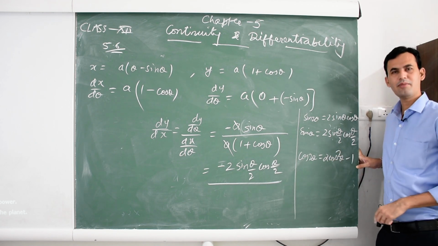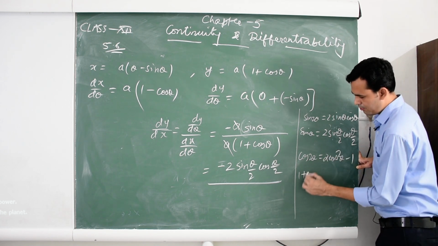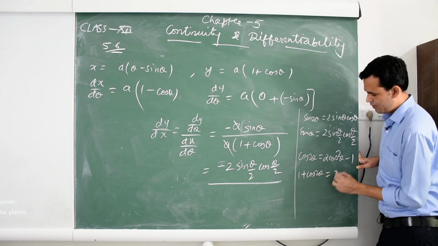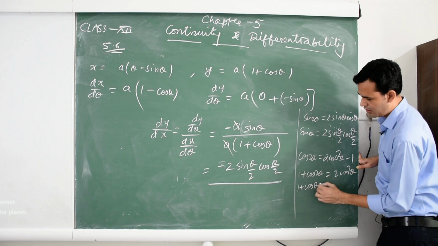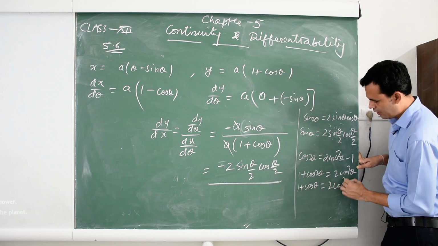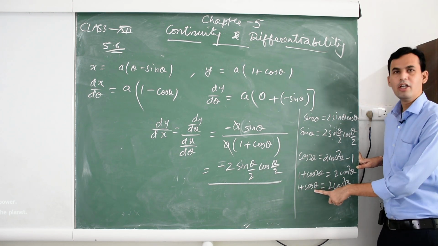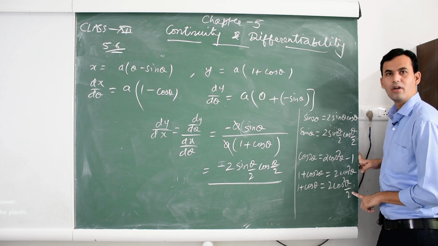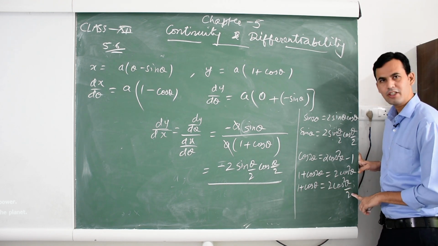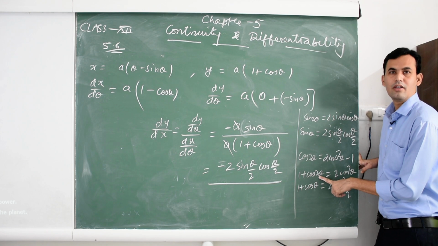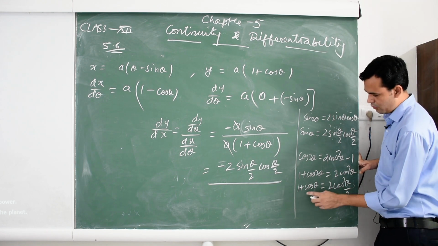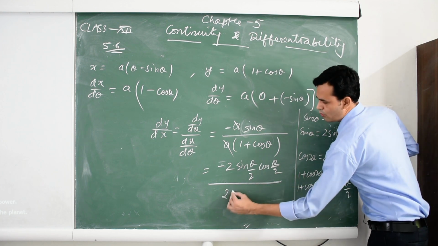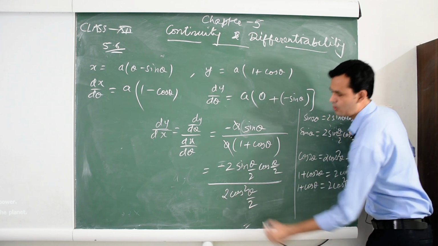2 cos square theta minus 1. So it becomes 1 plus cos 2 theta equals 2 cos square theta, or 1 plus cos theta equals 2 cos square theta by 2. If here we have theta, then here we have half of theta, it means theta by 2. If we have here 2 theta, then here theta. So the value of 1 plus cos 2 theta is 2 cos square theta by 2.